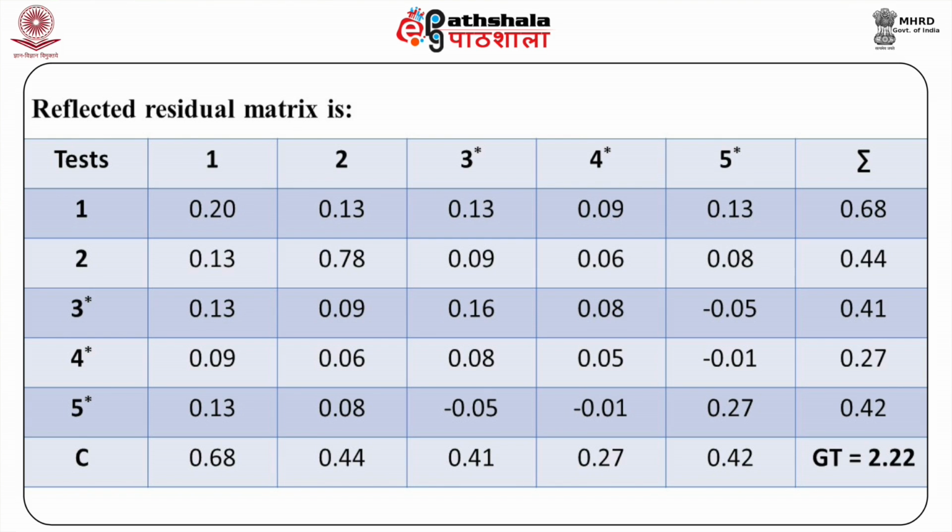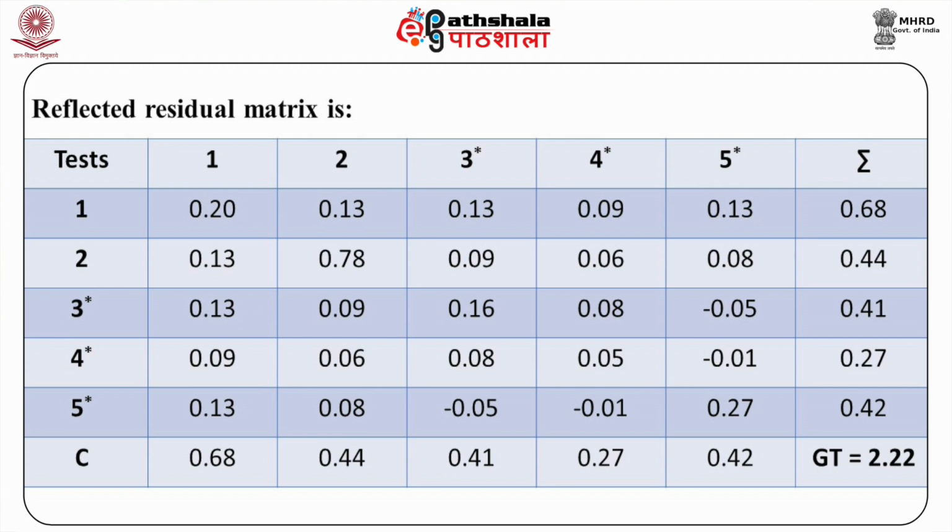Therefore, when we sum each row and each column, the total for test 1 is 0.20 plus 0.13 plus 0.13 plus 0.09 plus 0.13, which is equal to 0.68.